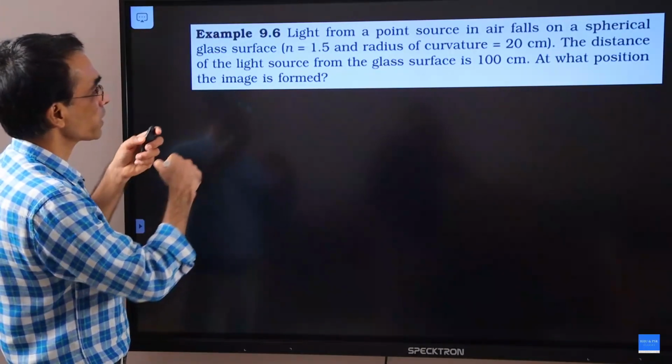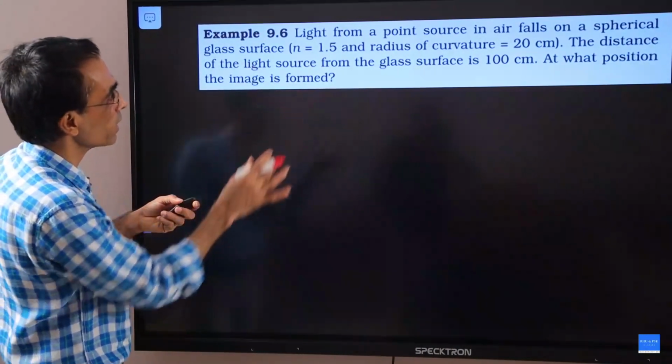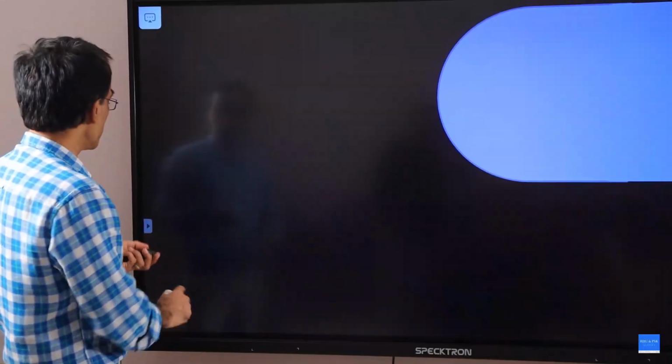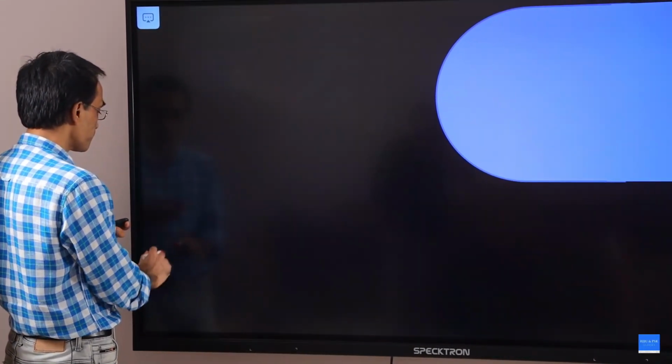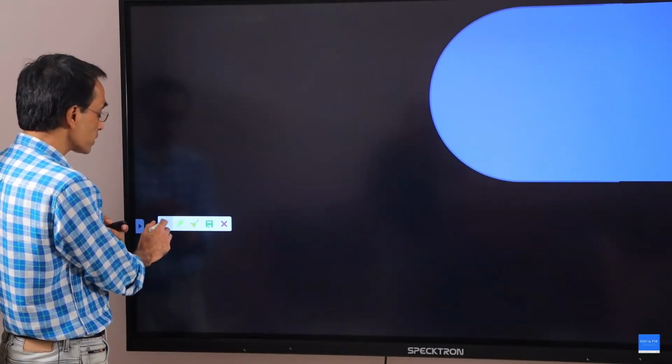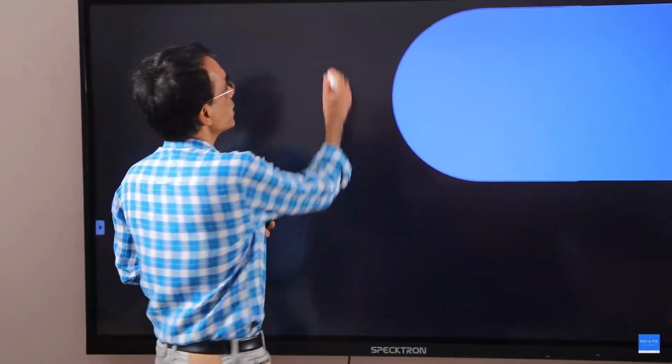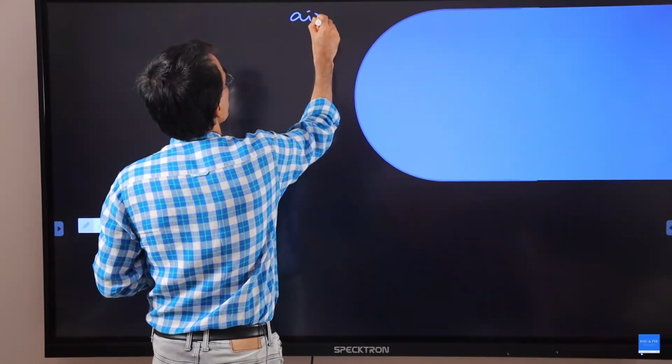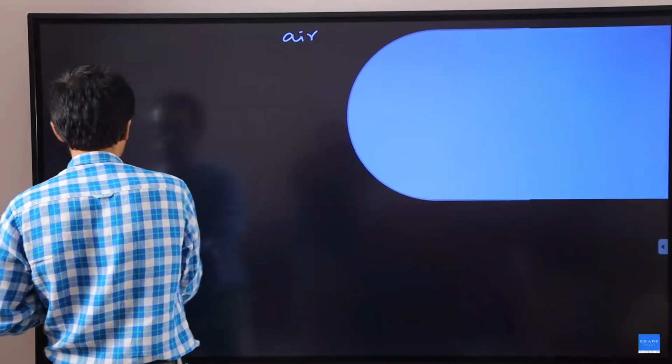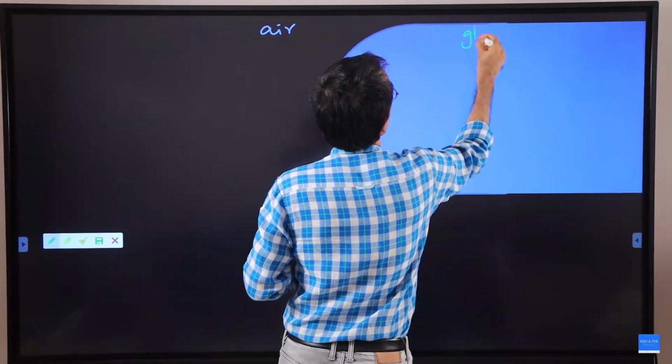Okay. So, let us proceed. So, we got the idea. I can just say this could be that spherical surface. There is a spherical surface and there is an object. Say this I can consider as air. So, this becomes glass.